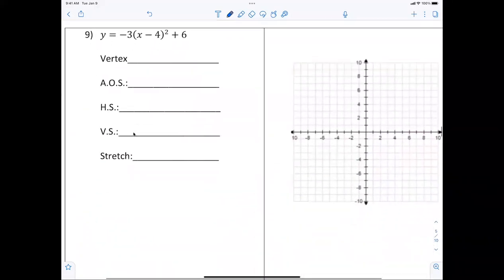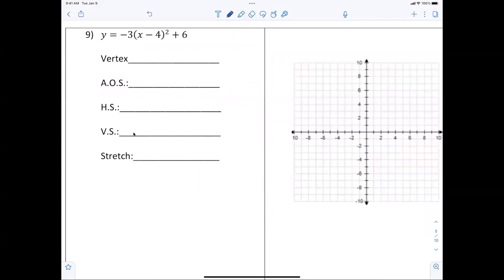So what form is this in? This is in vertex form. So you ought to be able to tell me the vertex. The vertex is 4, 6. The axis of symmetry is x equals 4. It'll be wrong if you write just 4. Horizontal shift right 4, vertical shift up 6, stretch by negative 3. That's it. That's how simple it is.